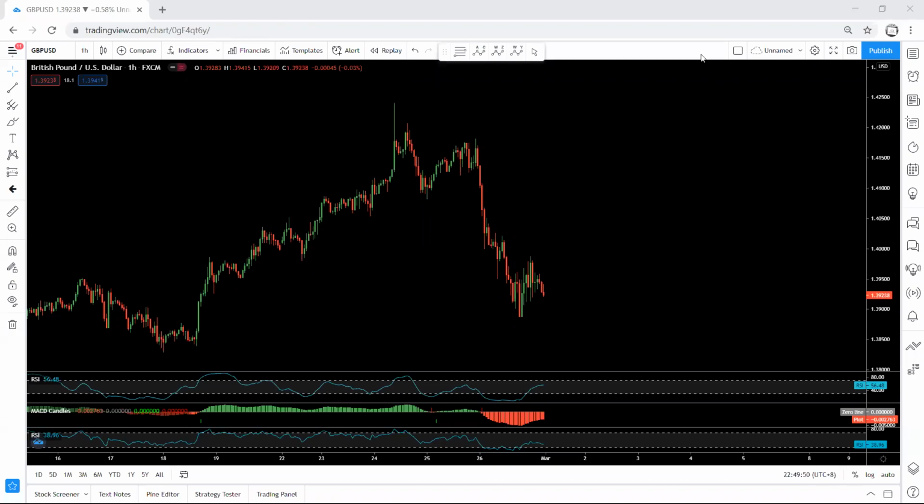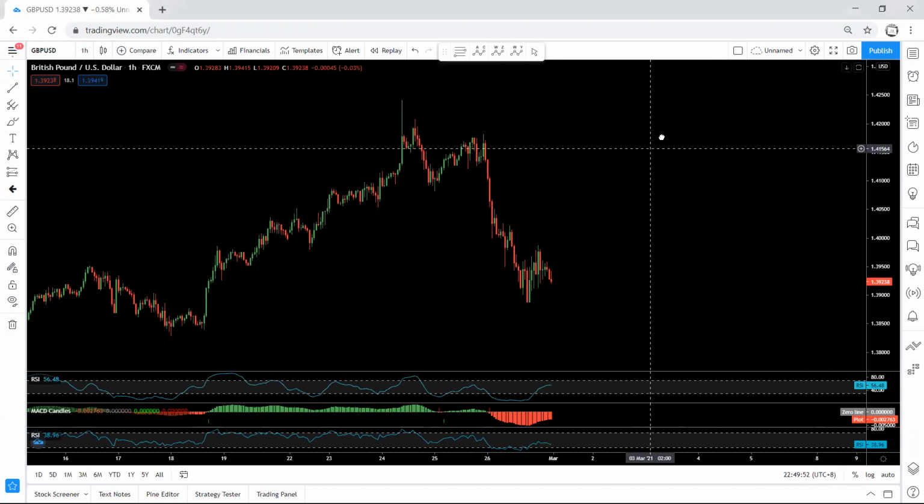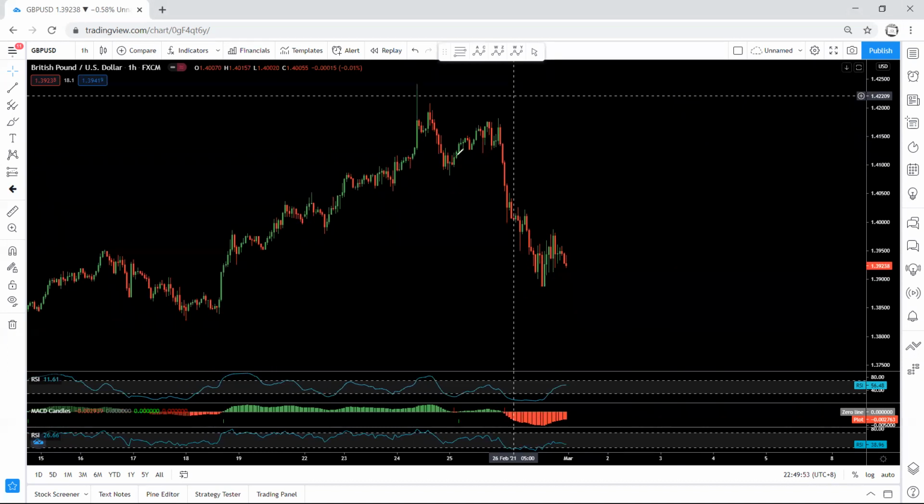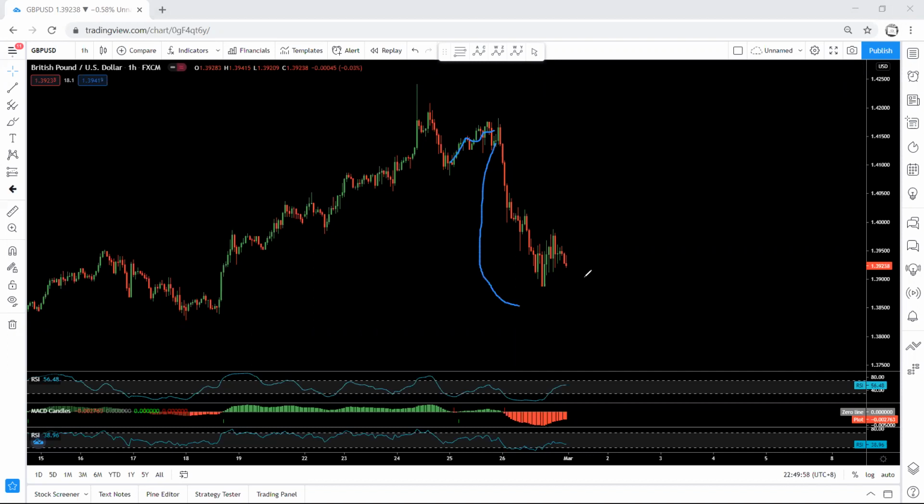Pound USD, we start with the 1 hour chart. First of all, we refer to my last analysis. When the price was within this range, we mentioned we're looking for sell. And this is what we get.